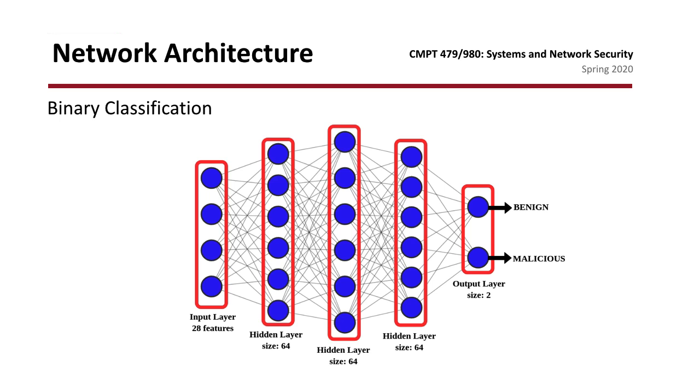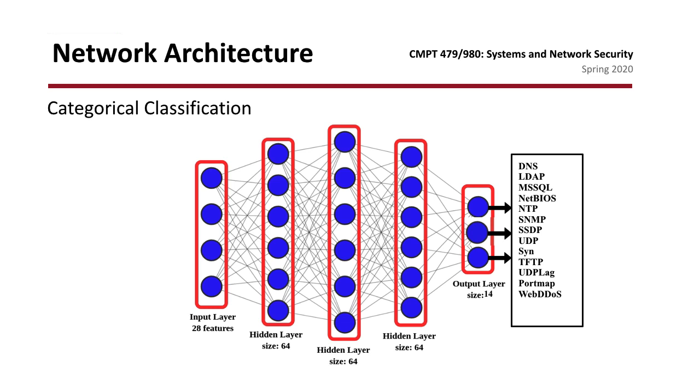or malicious. We use only 3 hidden layers with size 64, and we selected 28 features that have the highest influence on the classification accuracy. We also did proper pre-processing to normalize the feature values. In addition, we built a categorical classifier that tries to distinguish the type of attack among the 13 different DDoS classes. And the network architecture is similar to the binary classifier, but the output layer size is increased.